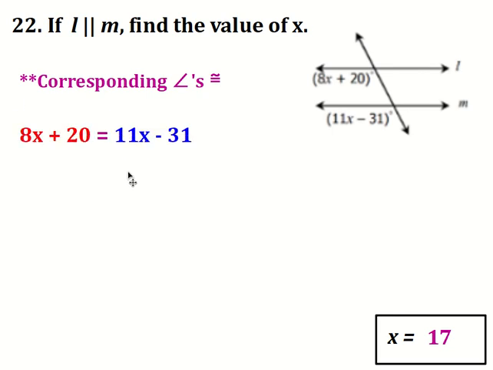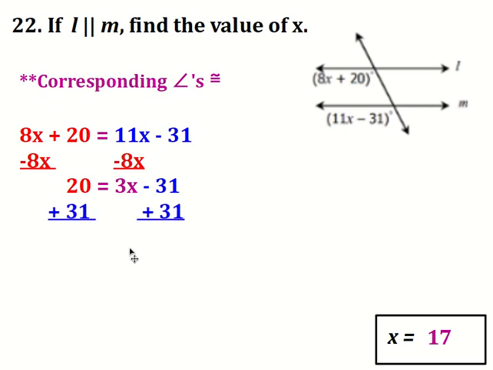So 8x plus 20 equals 11x minus 31. We're going to start subtracting over so that we can get our variables together. 20 equals 3x minus 31. I want to move the constant over to get the x by itself, so I'm going to add 31. 20 plus 31 gives me 51. 3x comes down. I'm going to divide through, and x is equal to 17, which is right there.